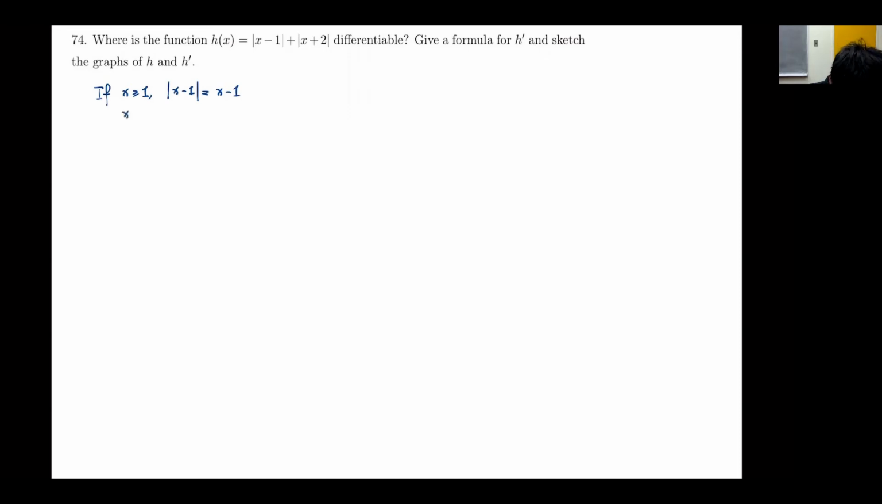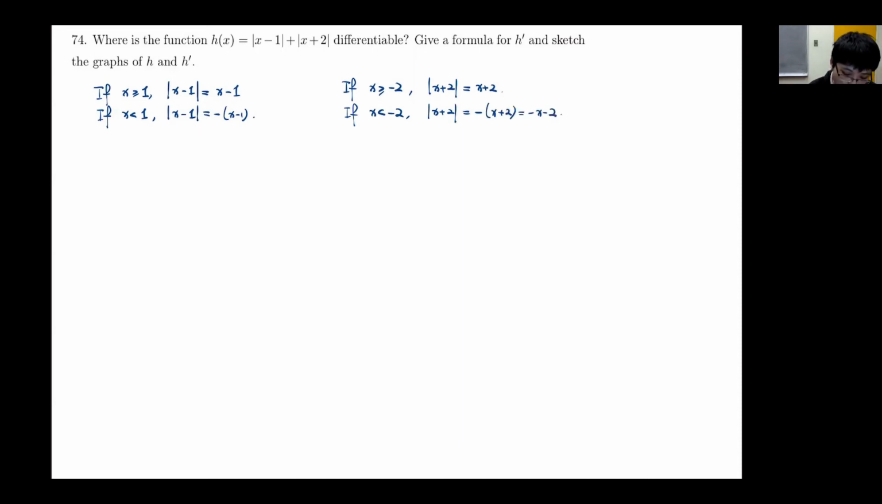But on the other hand, if x is strictly less than 1, then the absolute value of x minus 1 is equal to the negative of x minus 1. All right, so this is what we should know regarding the first summand. And for the second summand, if x is greater than or equal to minus 2, then the absolute value of x plus 2 is equal to x plus 2 itself. And if x is strictly less than minus 2, then the absolute value of x plus 2 is equal to the negative of x plus 2, which is minus x minus 2. Okay, so now we want to combine h of x together, so we need to be worried about the intersections of each region.